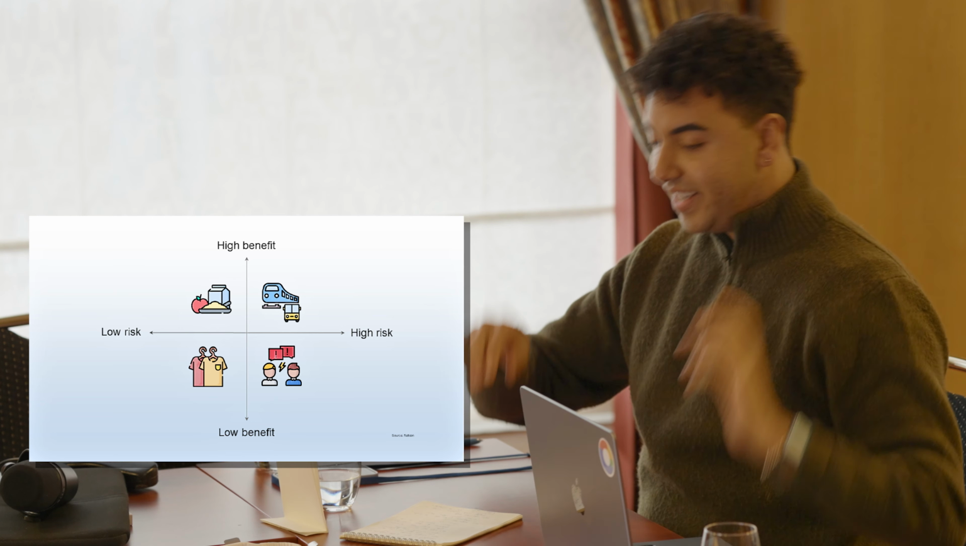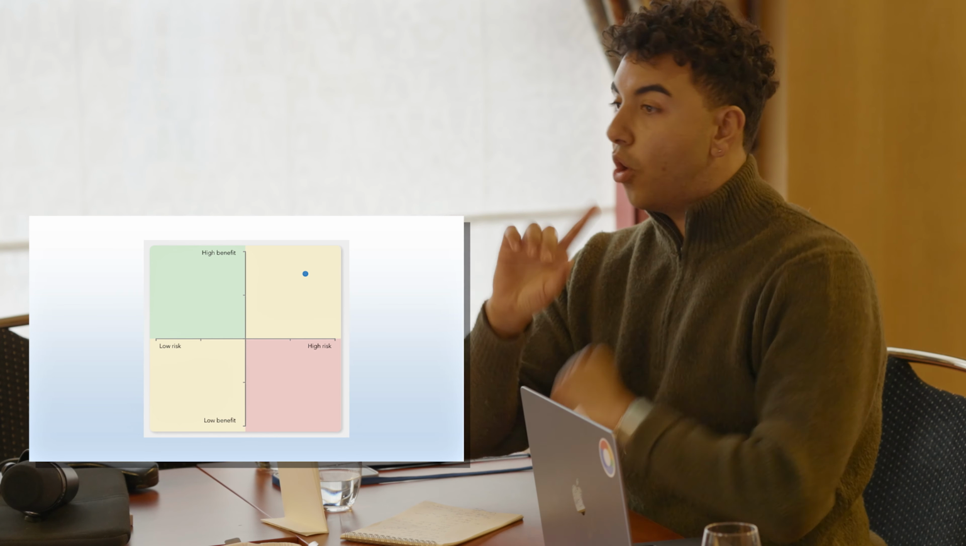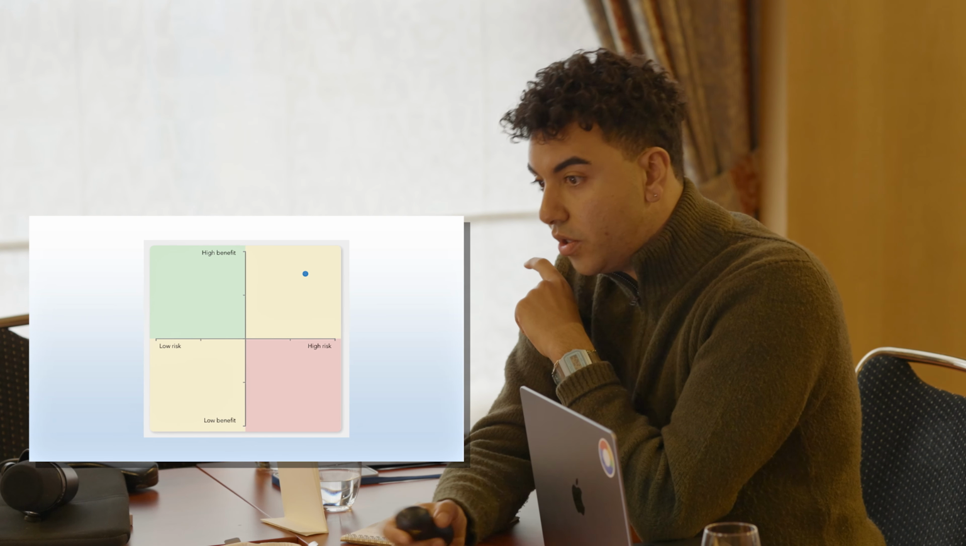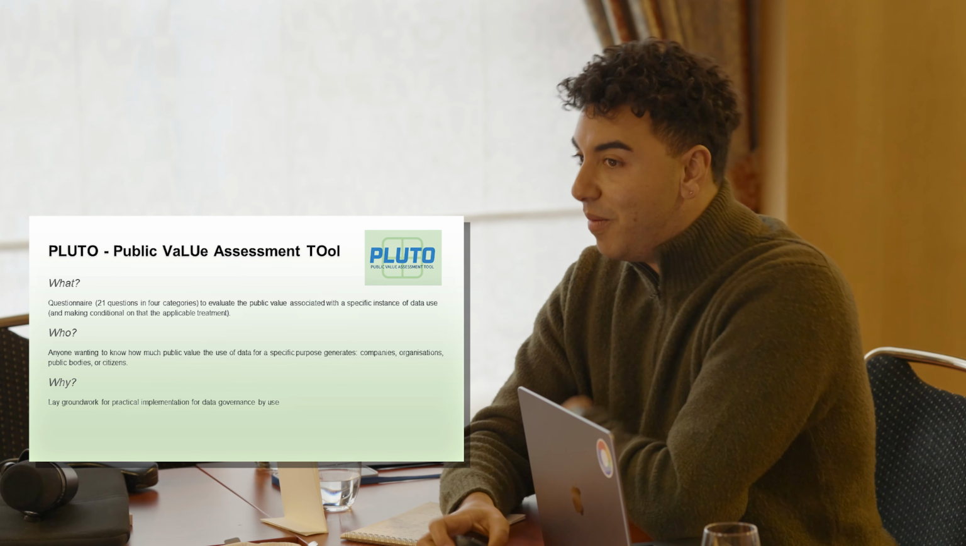So just keep this in mind, and then think about this. That is the final page of our tool. And the colors you can see correspond to the data use that should be outlawed, bottom right, the data use that should be facilitated, top left, and then the two in between that Barbara mentioned earlier. Now, if we have a specific instance of data use, how do we end up in one of those quadrants? That's the goal. Well, we use our tool that we developed, which is called PLUTO, the Public Value Assessment Tool.